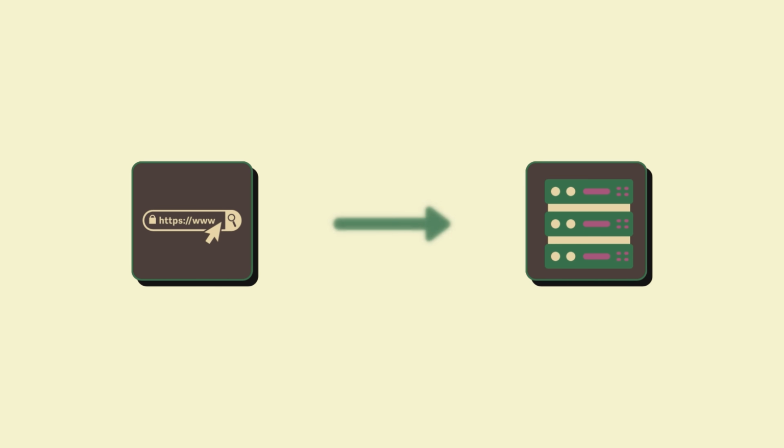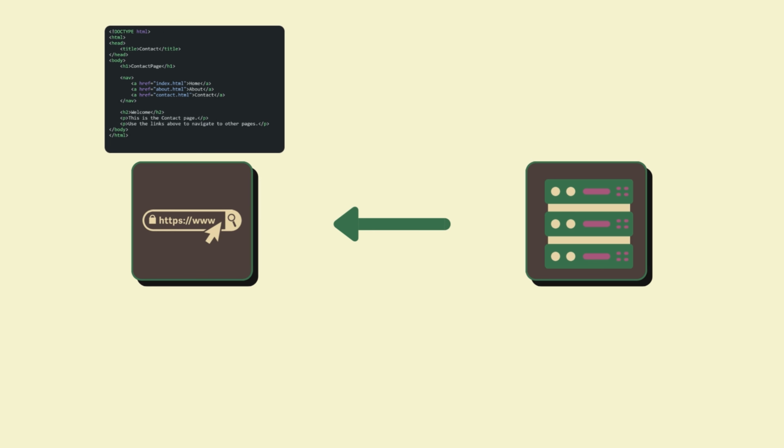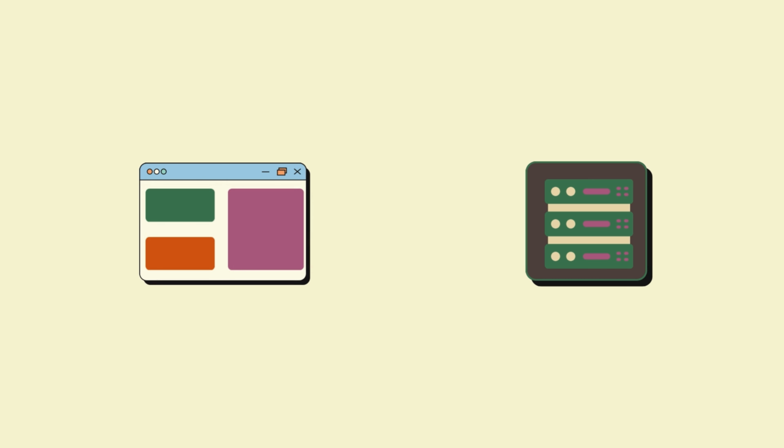So back in the day, the web worked simply. You'd type a URL, the browser would request it from the server. The server would respond with the full page, HTML, ready to render. And the browser would render it all. And the browser was good at this. It was built for exactly this.